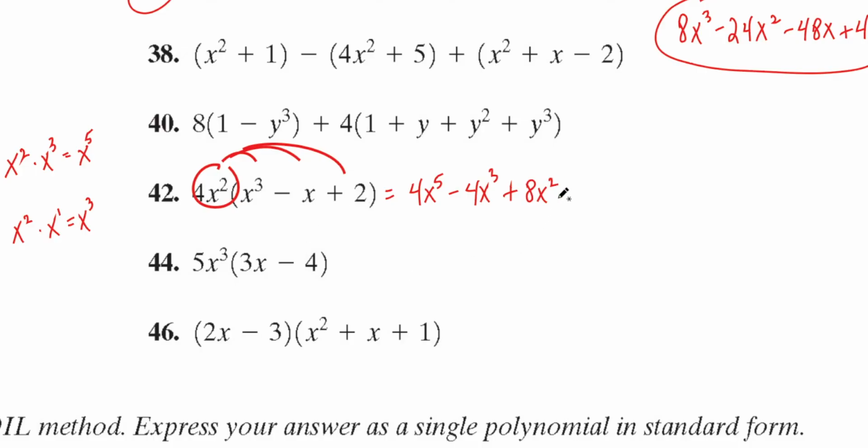Any like terms here? No. Is it in descending order right now? It is. Now, do you have to have an x to the 4th? No. All right? But it's highest power. You got a 5th, you got a 3rd, you got a 2nd. It's in order. There's no other things I can add up. I just leave it like that and I'm done.